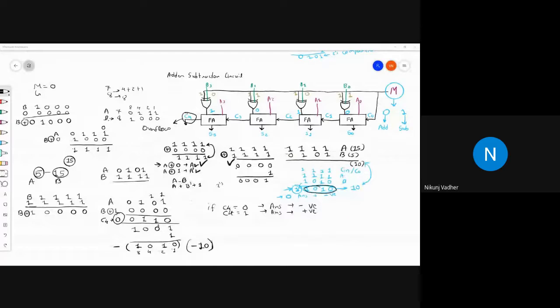All of you clear with this? Anybody having any doubt in this? So we can start with the next topic, that is the arithmetic circuit.